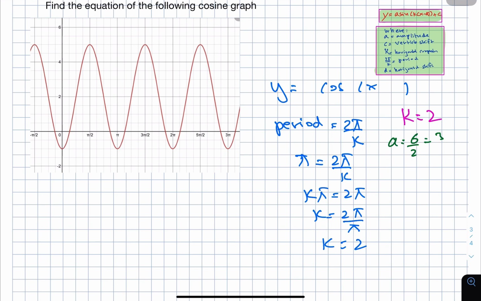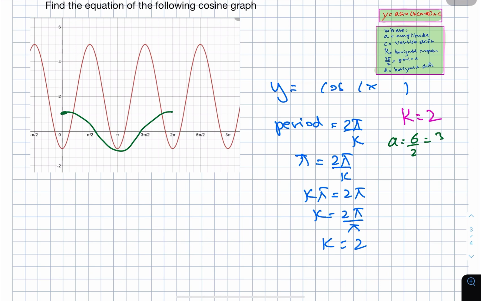So now that we have the amplitude and the horizontal compression, the period, let's figure out the shift. We can do the horizontal shift first. So we can take a look. A regular cosine graph looks something like this. Let me just make a better one. Like this.